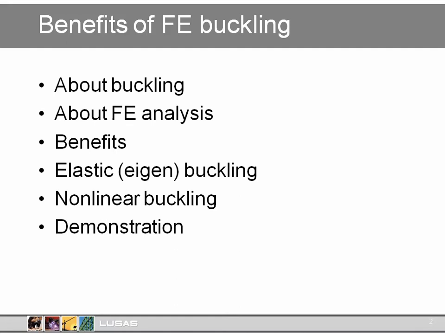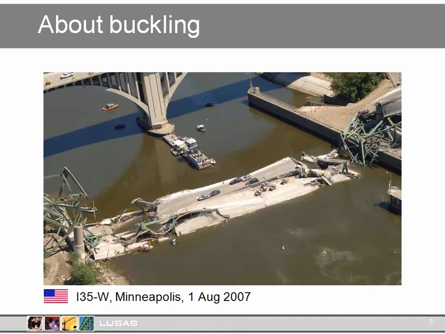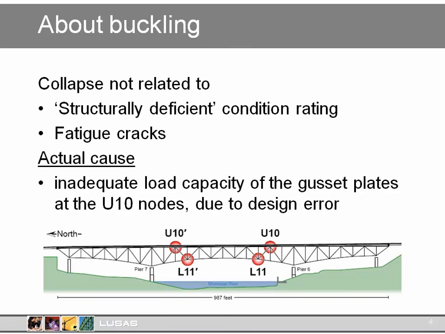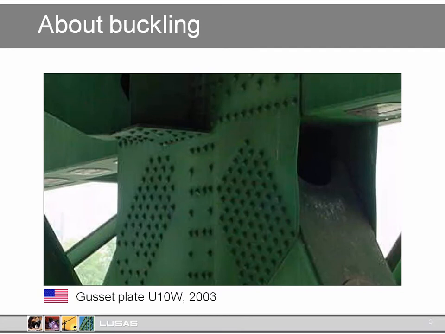So firstly, about buckling. You won't need reminding about the I-35W bridge collapse, but it's worth remembering that the collapse was not related to the structurally deficient condition rating that the bridge had, and not due to corrosion, nor was it due to fatigue. The actual cause was joint failure at these locations, and essentially what happened was a buckling failure. We can see in the inspection photographs of the joint 5 years earlier that the gusset plates have got a significant bow in them.